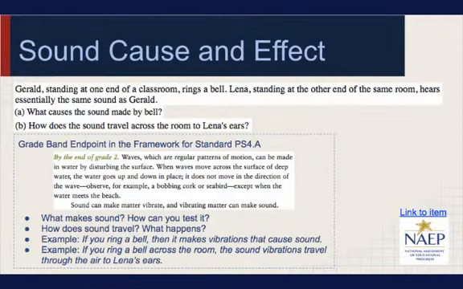The last example we'll provide for the K-2 grade band is as follows. Gerald, standing at one end of a room, rings a bell. Lena, standing at the other end of the same room, hears essentially the same sound as Gerald. A. What causes the sound made by the bell? B. How does the sound travel across the room to Lena's ears?